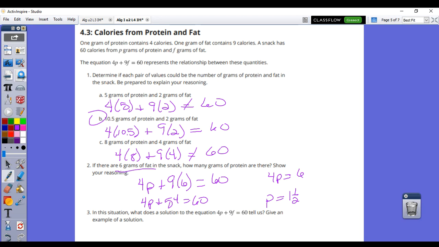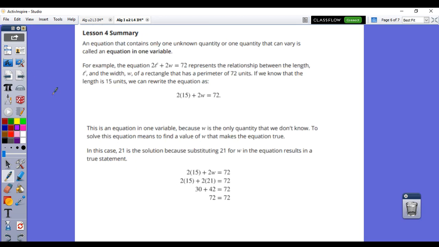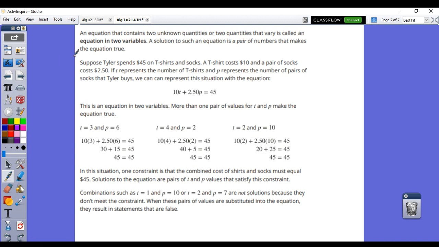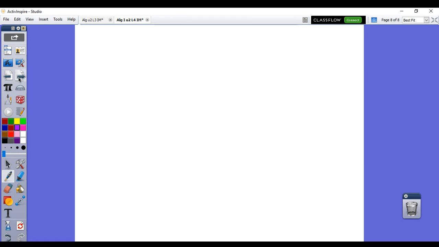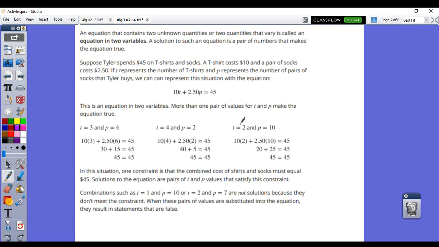Okay. So again, there's a lot of different possibilities of protein and fat or combinations of protein and fat that would give you the 60. Again, on the summary, we have some more examples to look at. Please spend some time looking at that and looking over those examples. One equation or one variable, 2 variables, reading this, checking out those situations, and then go ahead and do the practice problems and making sure that you understand, because that's what we're working on here, is trying to figure those things out.